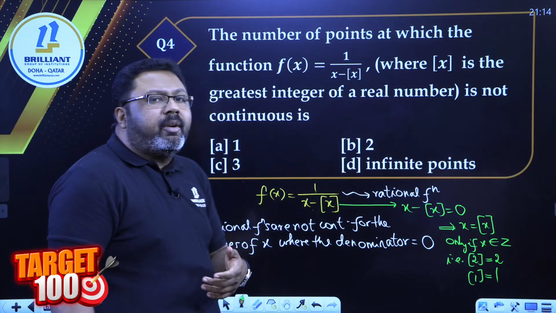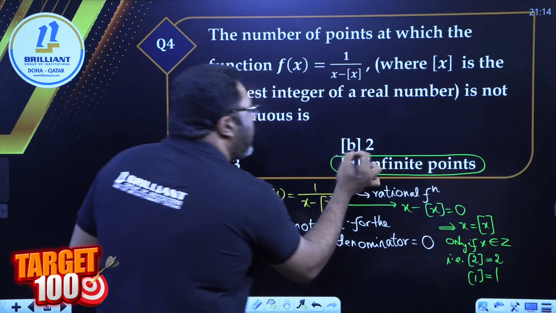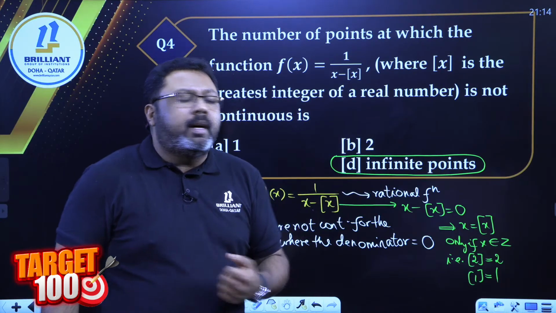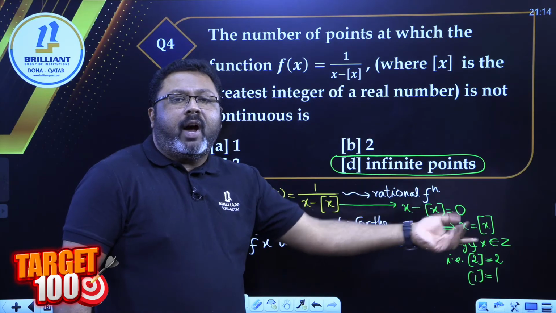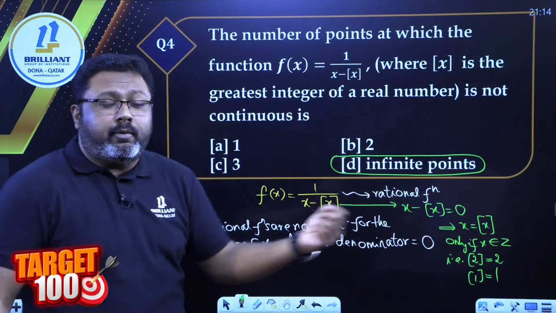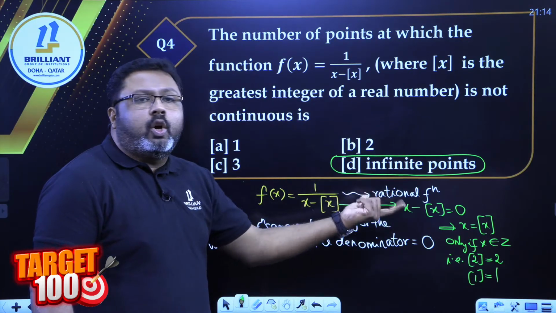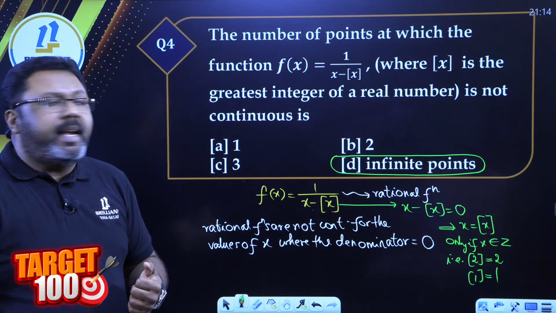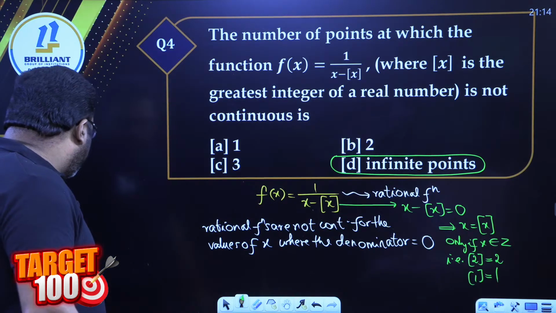Already right answer coming from everybody. It is infinite number of points, because we have infinite number of integers. 1, 2, 3, 4, 5, minus 1, minus 2, minus 3, minus 4, minus 5. We have infinite number of integers, which makes my denominator 0. Okay? Let's move on, my dear students, to the next question.